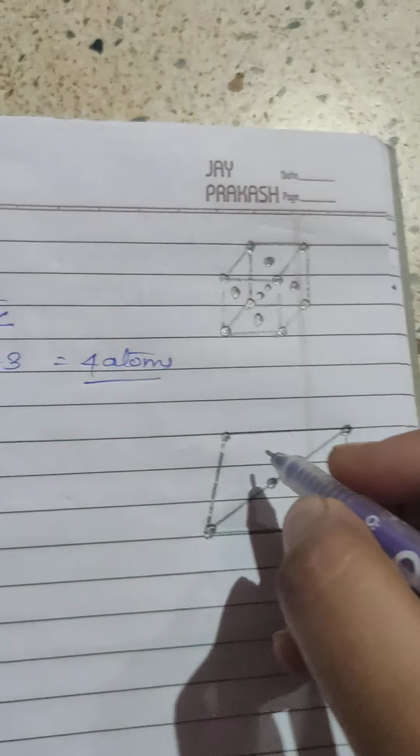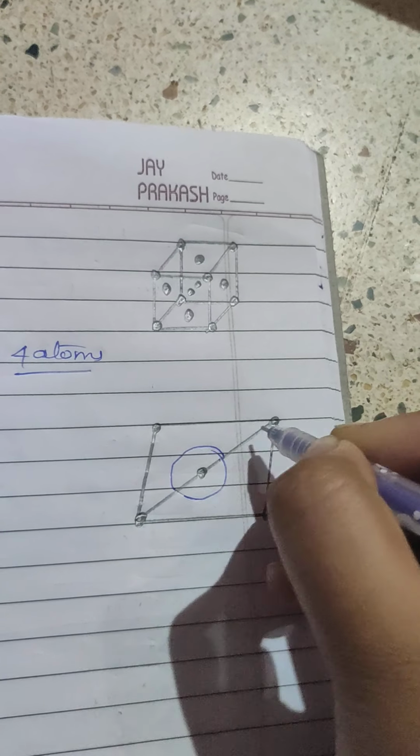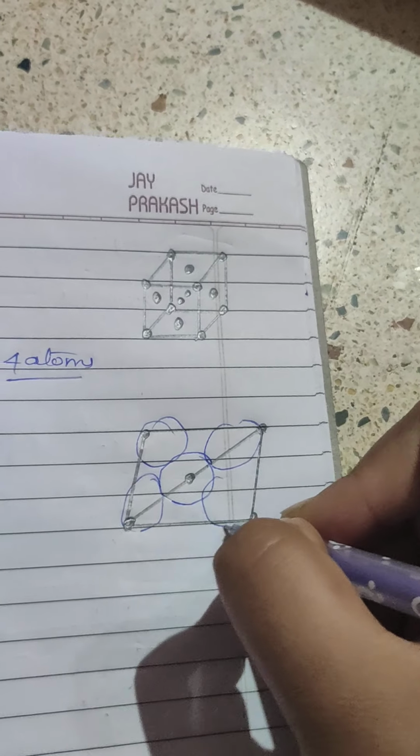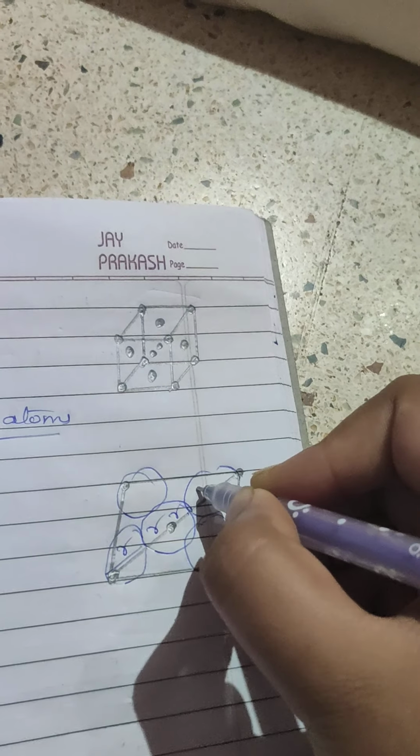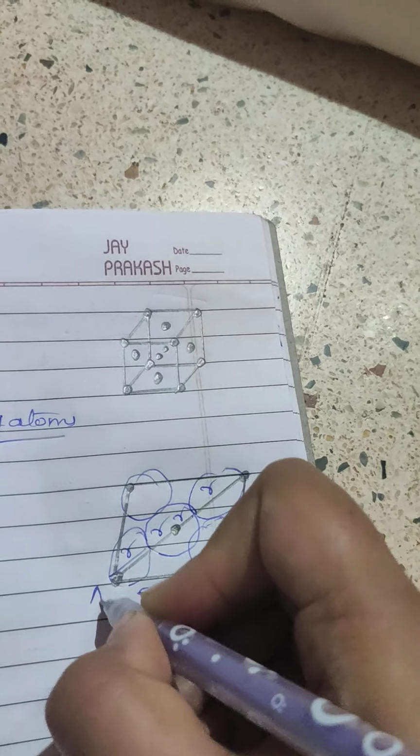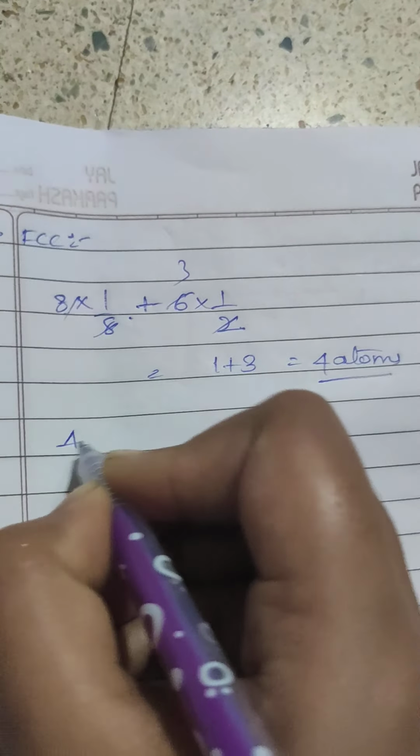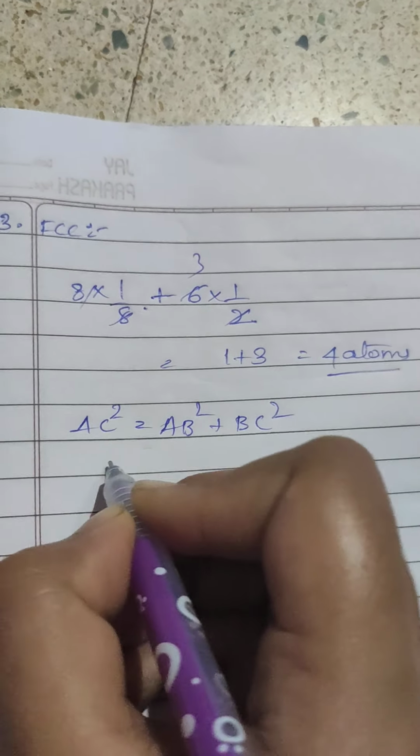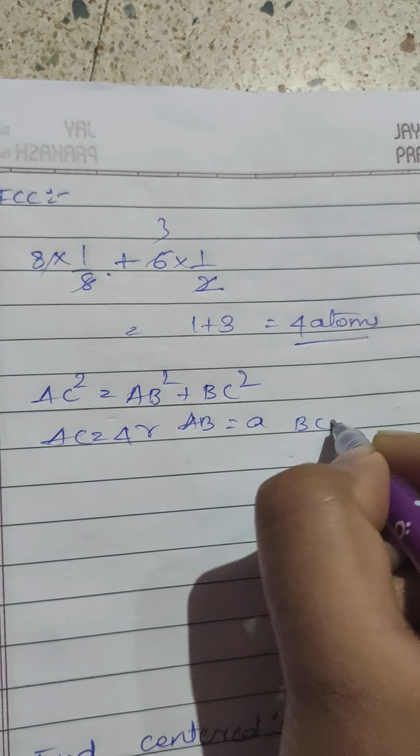And now consider only one face of it. This will be one sphere, this will be another sphere, another. In this way it is present. So this distance you can take as R and R. As for the lengths, take them as a and a. Name them A, B and C. Here also, according to Pythagoras theorem, AC square is equal to AB square plus BC square. Here AC is equal to 4R, AB is equal to a and BC is equal to a.